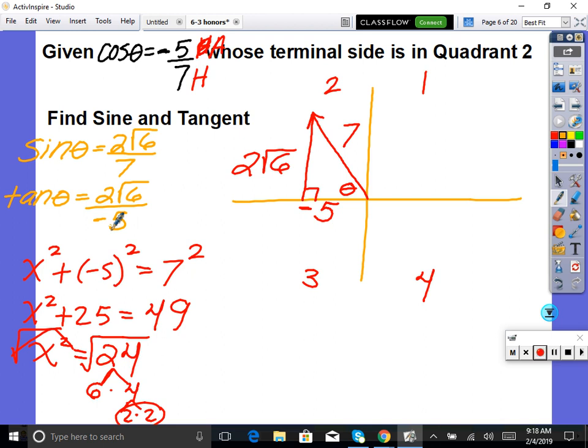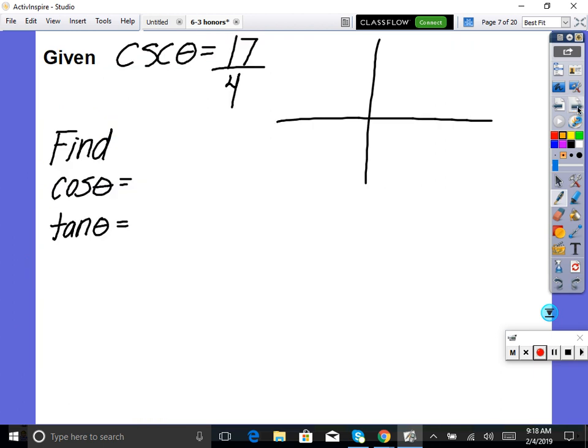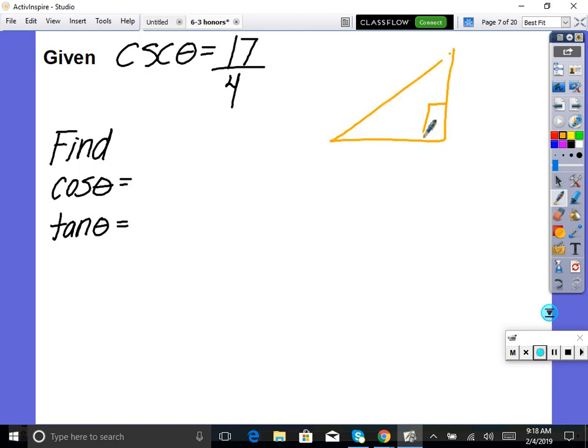Let's keep going with this. Okay, I don't know why I have this XY chart drawn, because it doesn't give us enough information to just draw it in an XY chart. Okay, so it says, given that cosecant of theta is 17/4, find cosine of theta and tangent of theta. I would say, well, I'm dealing with a right triangle here, so I would draw a right triangle. I always put theta first.